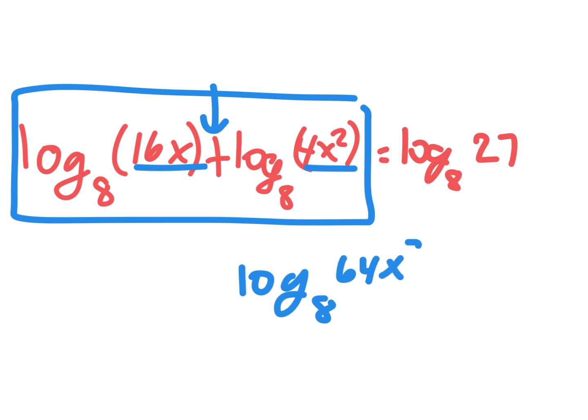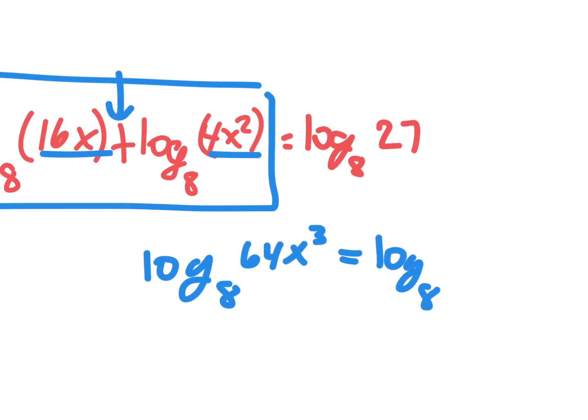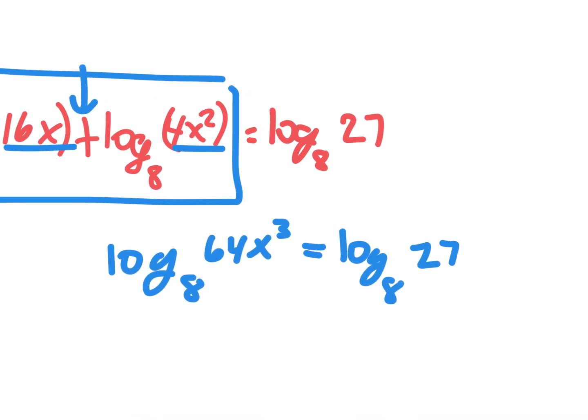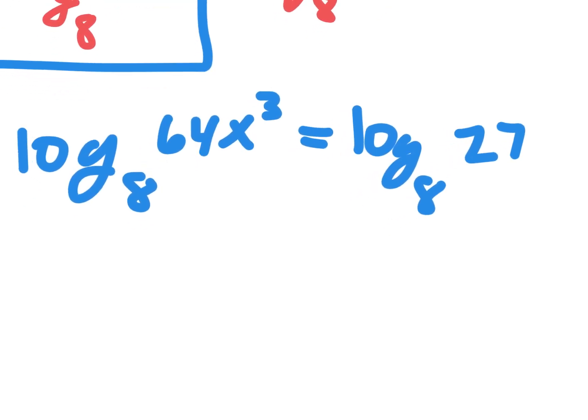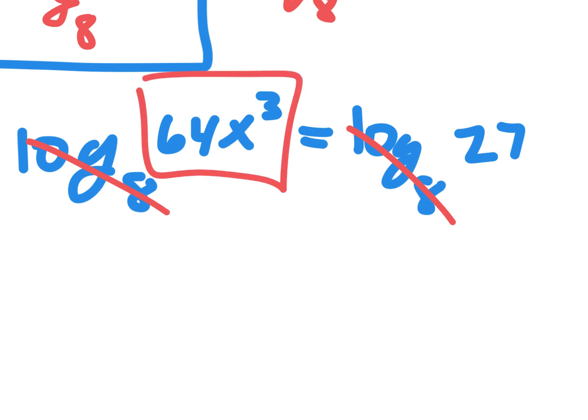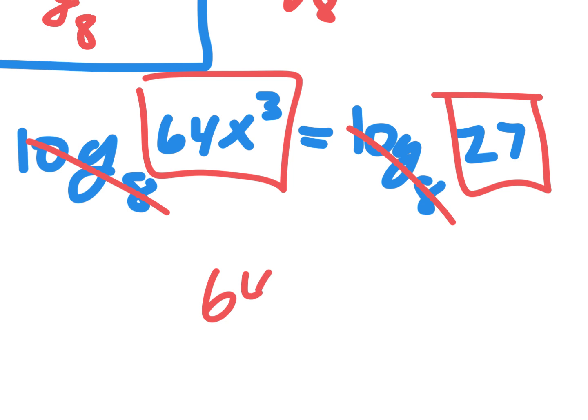X to the third equals log base 8 of 27. What do you guys think I should do next? Yep. It's not really canceling the logs, but it's saying this has to equal this, so let's focus on those. And then would you be able to solve it? I would. I would hope you would.